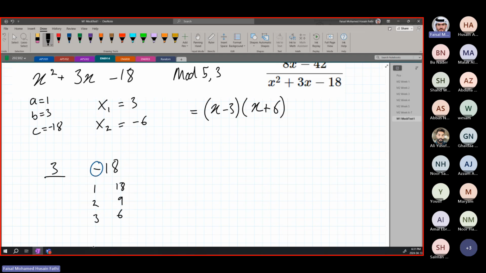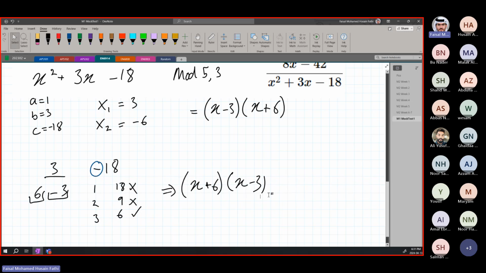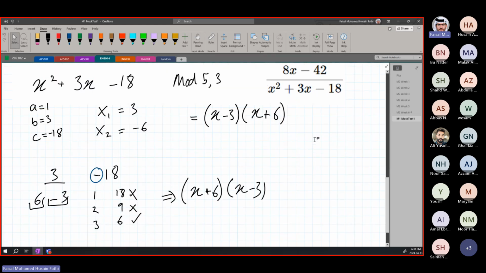18 minus 1, 1 minus 18, nope. 9 minus 2 or 2 minus 9, no. 3 minus 6, nope. But 6 minus 3, yes. So it's 6 minus 3. All right. Once you find that, you can directly find that these are your factors, 6 and minus 3. So it's going to be x plus 6, x minus 3. Again, you have to get the same solution as the calculator method. This is just a different method of factorization if you don't want to use the calculator.